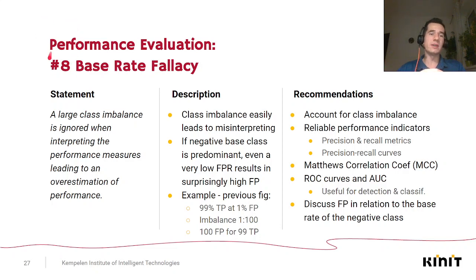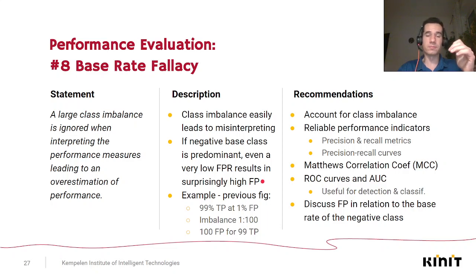The base rate fallacy is not about the choice of the metric, but about the interpretation of the results. What does it mean? A large class imbalance is ignored when interpreting the performance measures, which leads to an overestimation of performance. This class imbalance, which is very typical in network intrusion detection and malware research, is easily misinterpreted, because if the negative class, which is the benign traffic, is predominant, even a very low false positive rate can result in surprisingly many false positives.